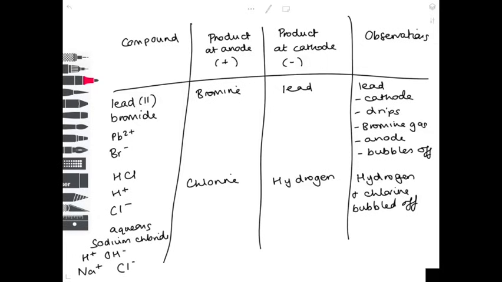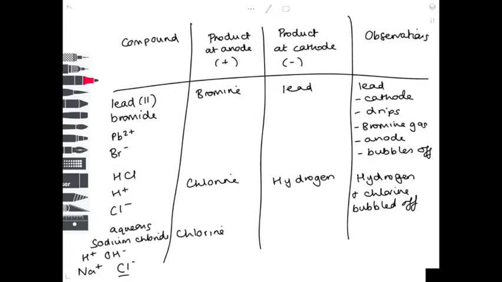And then when we come to look at the product at the anode, remember only one product can be formed. And at the anode, you're going to find that the halogen wins in every single case. The halogen here is group 7, which is why chlorine is produced here.